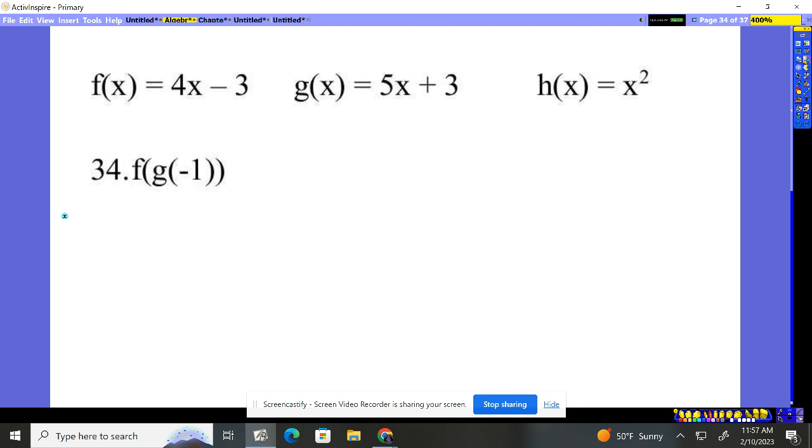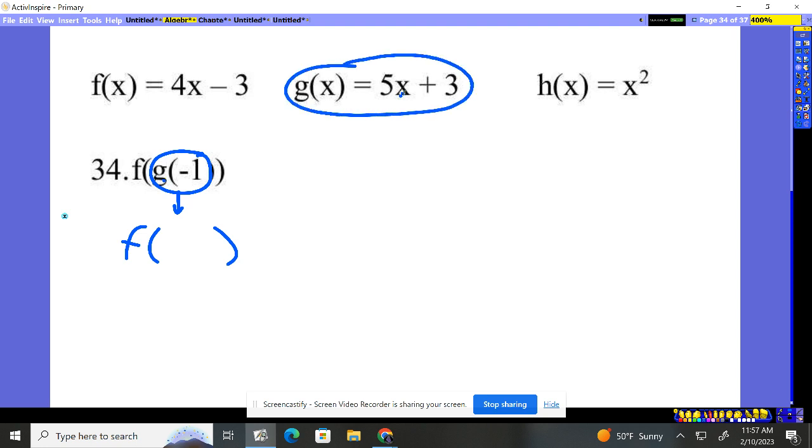34, f of g of negative 1. So they want us to calculate g of negative 1 and get an answer. Once we get that answer, we're going to plug it into the f function. So let's first figure out g of negative 1. I go to the g function. It's right here. I plug in negative 1 to the x right there.